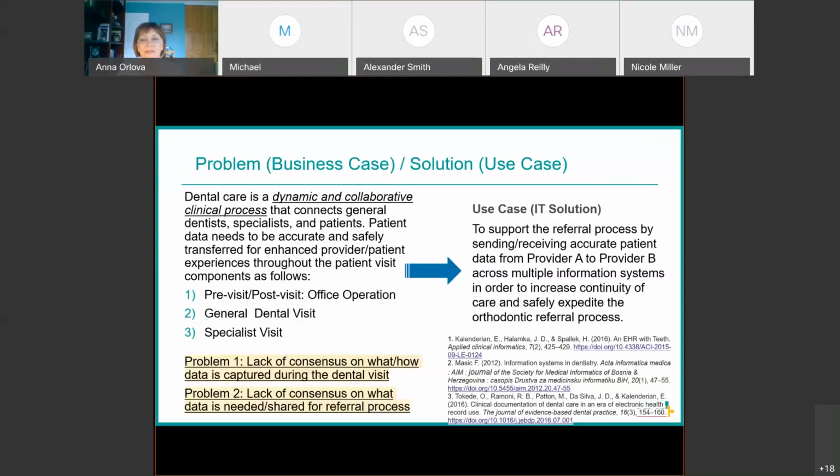process. And so the IT solution proposed is one that can support the referral process by sending and receiving accurate patient data from one provider to the other across multiple information systems so that continuity of care is increased and the orthodontic referral process is safely expedited. Next slide, please.